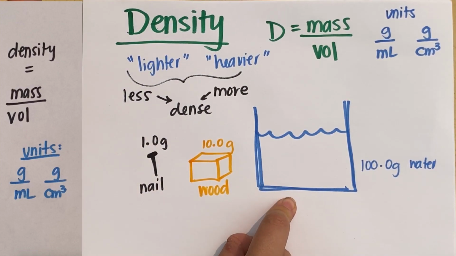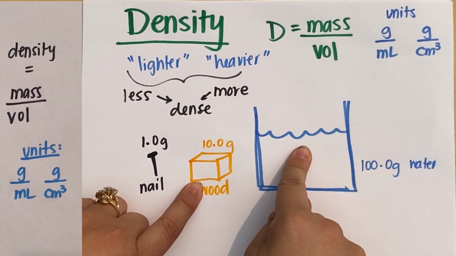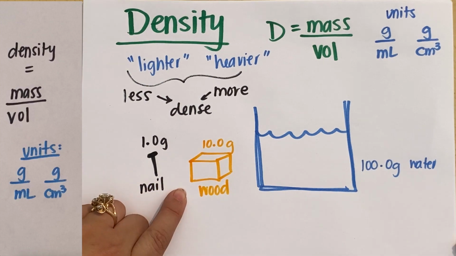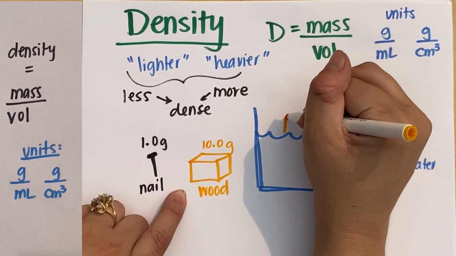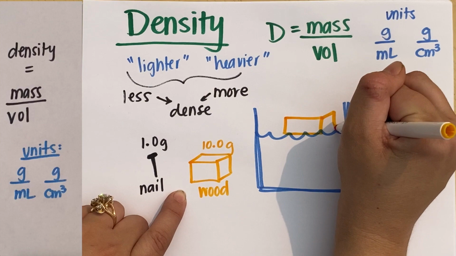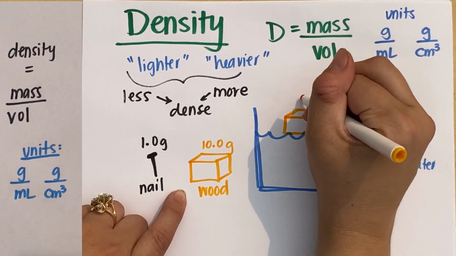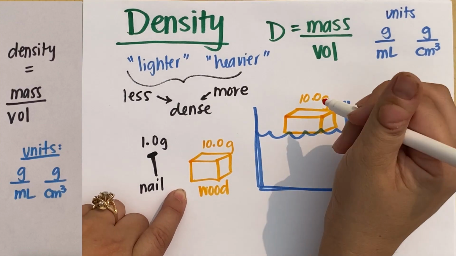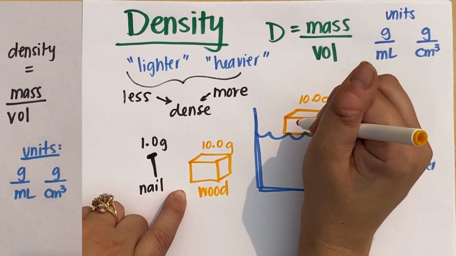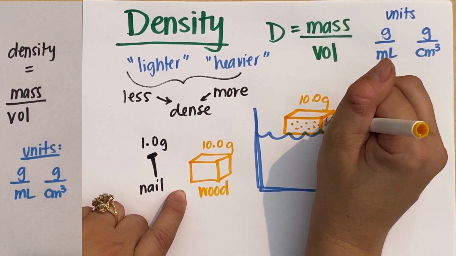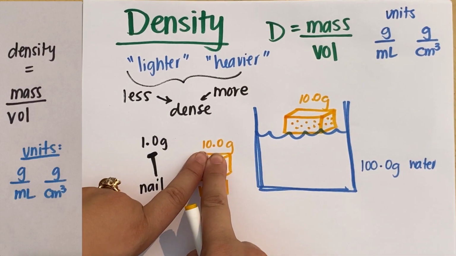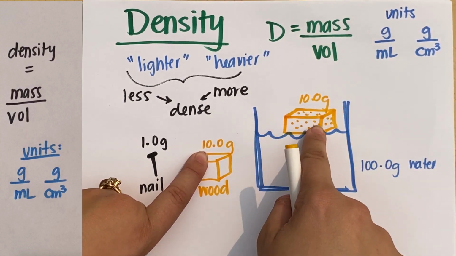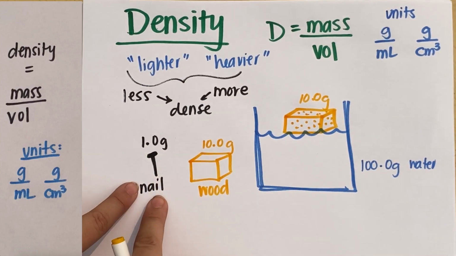You already know what's going to happen, obviously, but if I put this 10-gram block into the water, it doesn't matter that it's 10 grams. What matters is its density. This is actually going to float. If I can draw this again, 10 grams. This is going to float on top of the water because of how dense the wood is. It's not that it's not heavy enough, because this weighs 10 grams, but it's still going to float on top of water because it's less dense than the water.